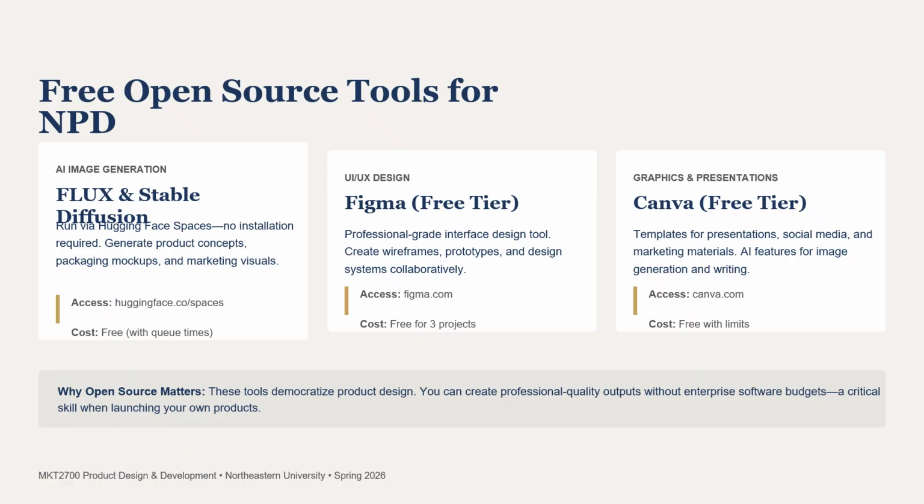I'm going to quickly highlight three tools. These three are free or with generous free tiers. First, Flux and Stable Diffusion. These are open source AI image generators, and they're constantly improving, that you can run for free through Hugging Face Spaces. There's no installation, no API keys, just a web interface. The quality rivals paid tools like Midjourney for many use cases.